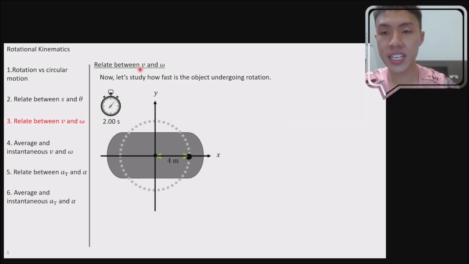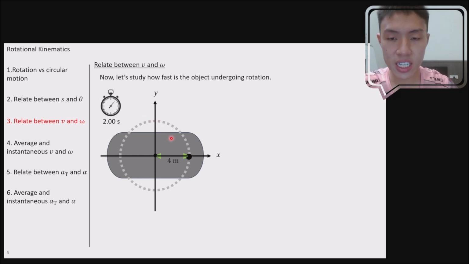Let's move on to relate between the linear speed and also the angular velocity. So we are going to involve time in this discussion right now. Previously, when we related s and theta, there was no time involved. But now let's involve time in it.